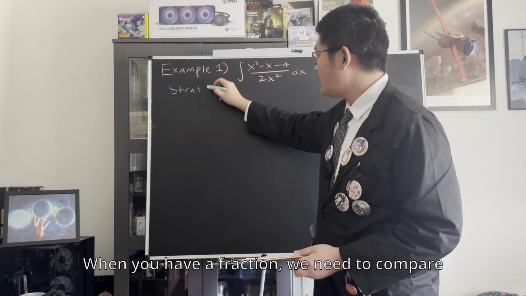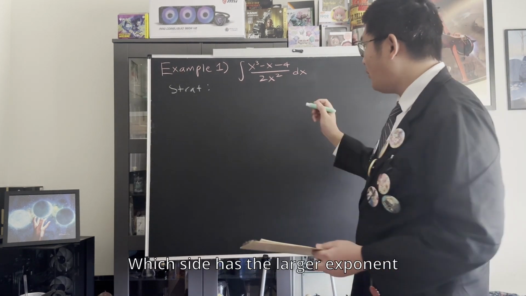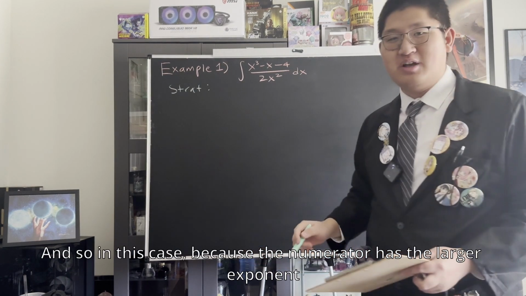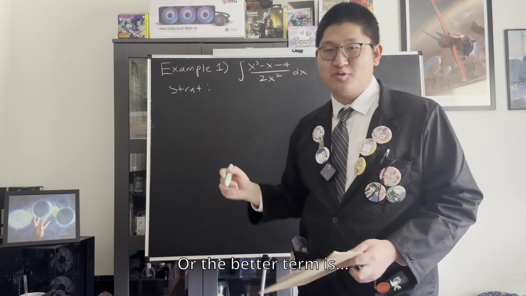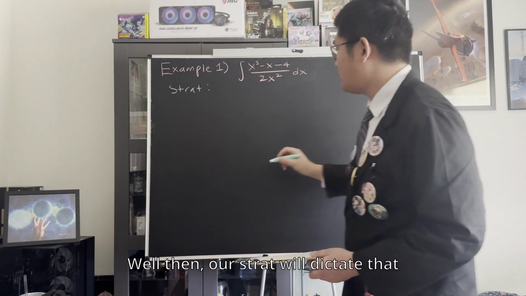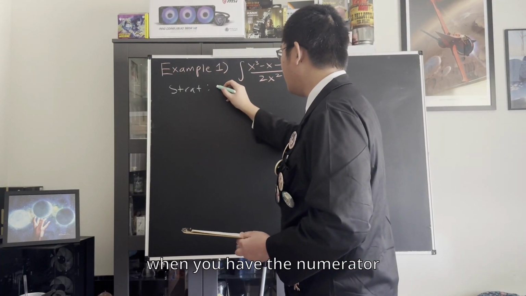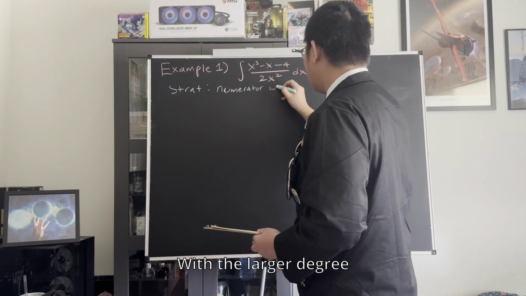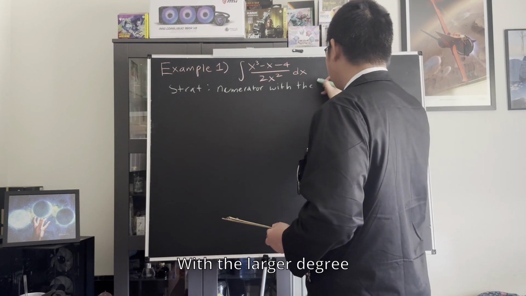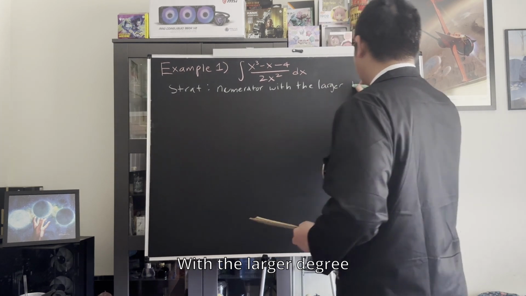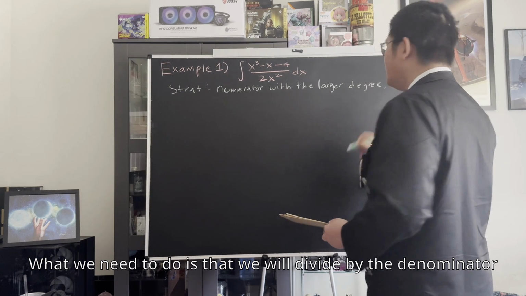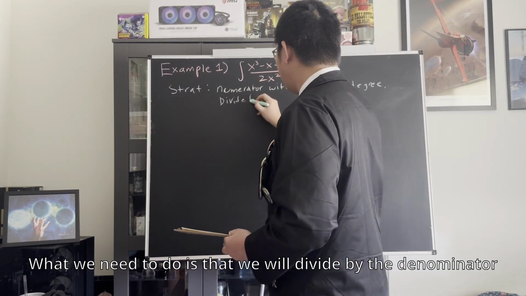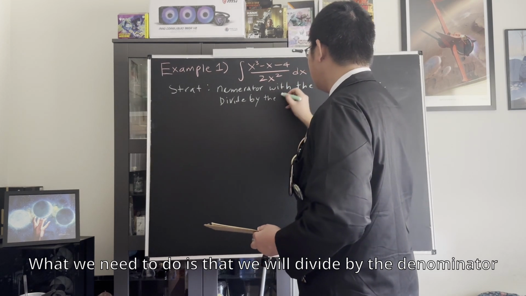When you have a fraction, we need to compare which side has the larger exponent. In this case, because the numerator has the larger exponent, or the better term is degree, our strategy will dictate that when you have the numerator with the larger degree, what we need to do is divide by the denominator.